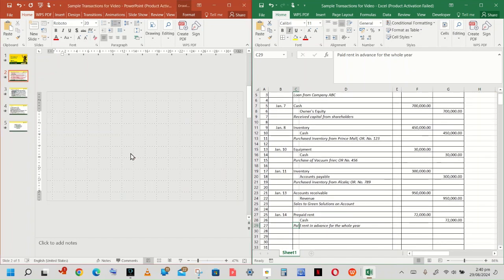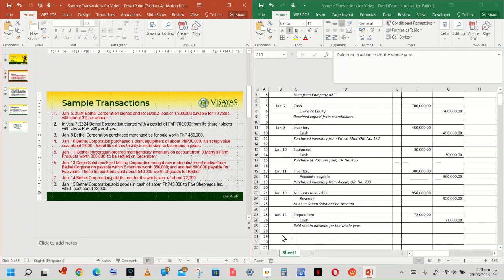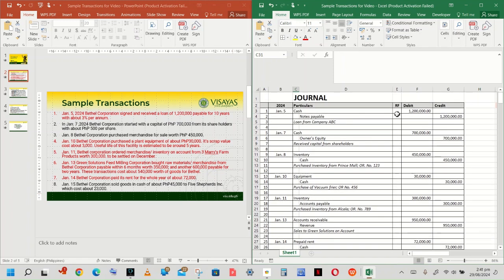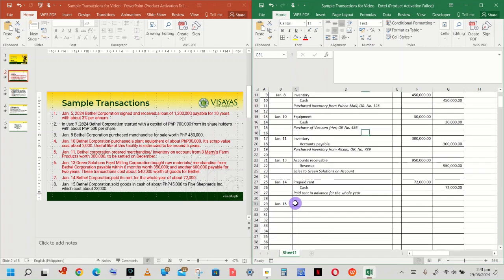Okay. Next is January 15. Transaction number 8. Ito nga palang reference number na to. Ito yung mga reference number na ilalagay mo doon sa ledger mo para malaman mo kung saan nakalagay yung cash mo doon sa ledger. Kung baga listahan number 1, number 2, number 3. So, yun yung magiging reference number mo. So, sa January 15, what happened? So, nakasell siya ng goods in cash of about 45,000 to 5 shepherds, which cost about 23,000 pesos.